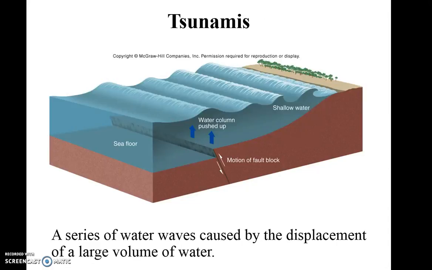So when we look at subsidence taking place and the movement of one plate dropping down over the other, we know that as a result of this motion, we have this fault block that occurs. And when we have this vertical movement between these fault blocks, the water column becomes displaced. So the water column pushes up, and that's going to be causing a large volume of water as a result.